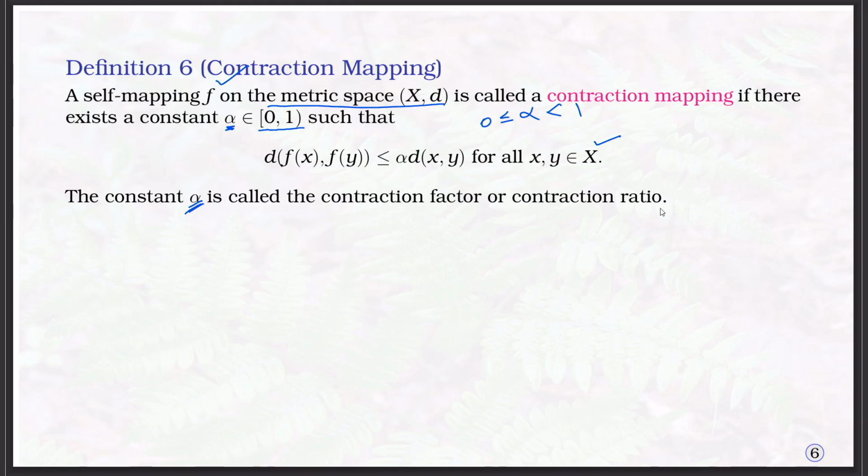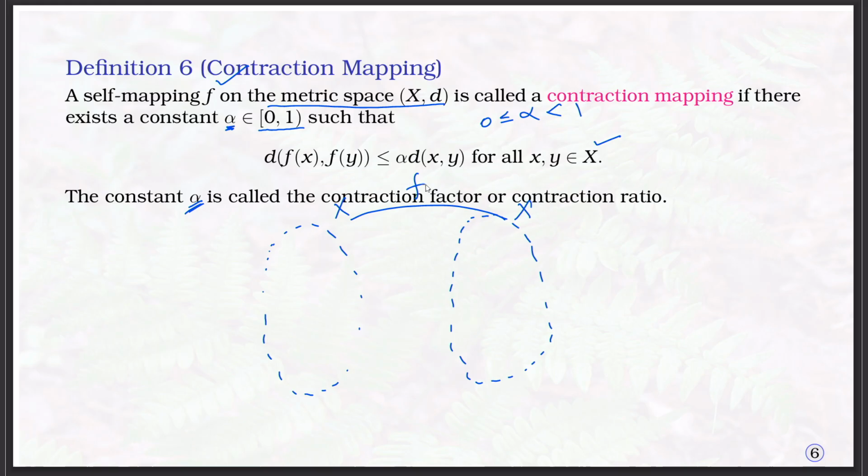Now, what is the geometrical meaning of this contraction mapping? Say, for example, if you have a metric space like this one and it is a self map, we have the same metric space, this is X, this is also X, and F is a mapping from X to X. So, if you are taking any two points in the metric space X, say x and y, and find their images, this is F of y and this may be F of x.